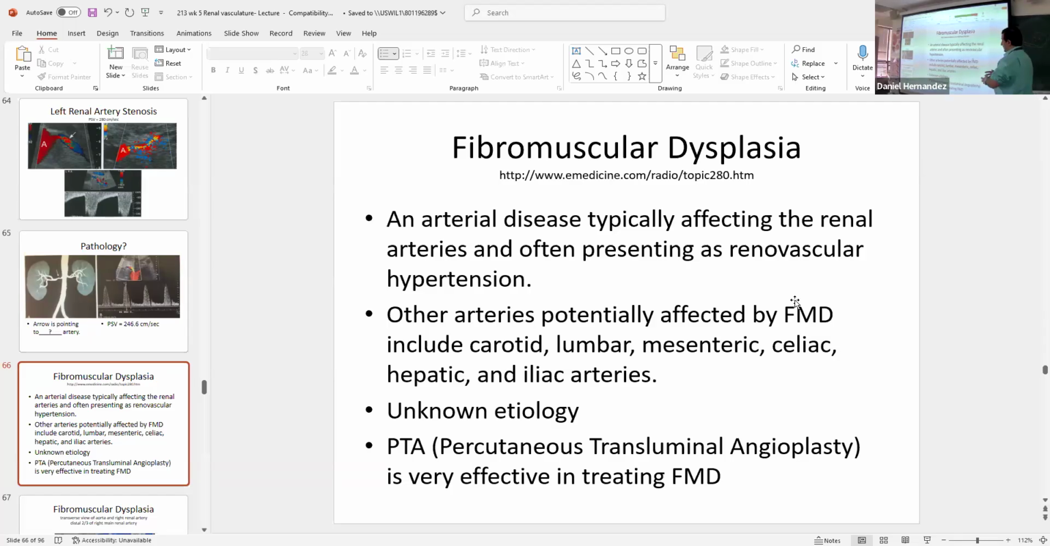The etiology of FMD is unknown, so we're not really sure why these women develop it. The treatment is that we can go in and do balloon angioplasty of those narrowed segments, and then potentially place stents to keep them open. This is an effective treatment for patients suffering from FMD.